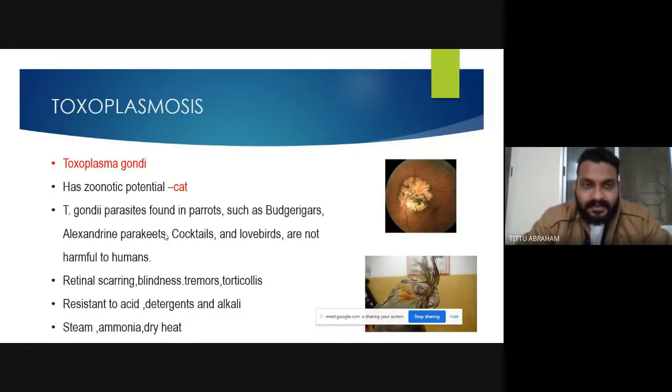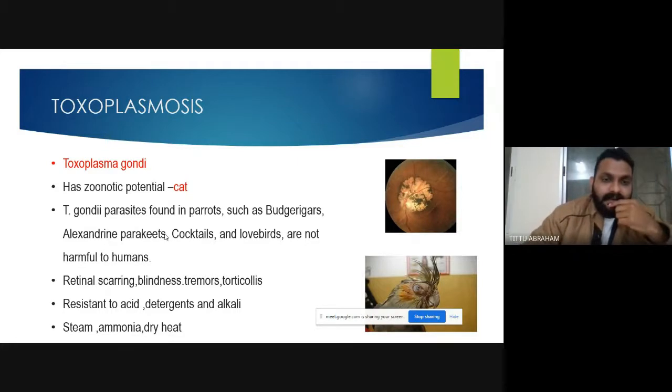So it is actually a zoonotic disease. That means it can affect human beings, especially pregnant ladies. That's why it is advised that cats should not be handled by pregnant ladies, especially during their gestation period. It is advised not to mingle with cats. It is because of this infection only, Toxoplasma gondii.